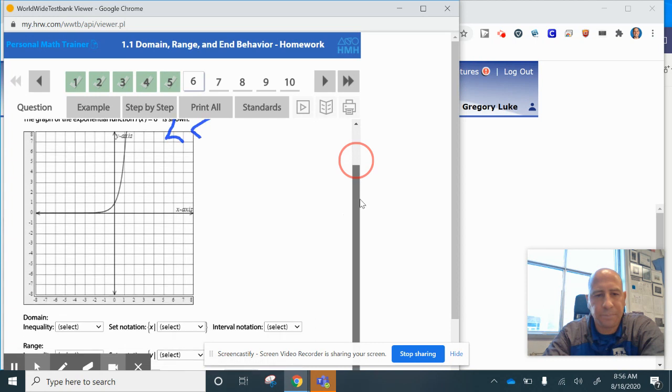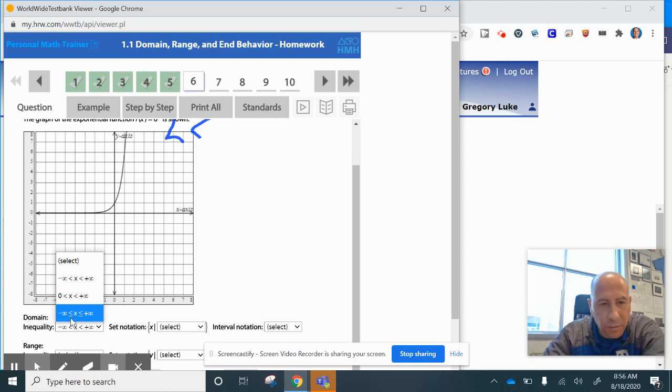Okay. All right. Domain. So here it's going infinite direction left and it's going infinite direction on the right. So there's no stopping point left or right. So domain is from negative infinity to positive infinity. Now they're trying to trick you. You never include infinity. Infinity can never be included because it's infinitely. So be careful on that.